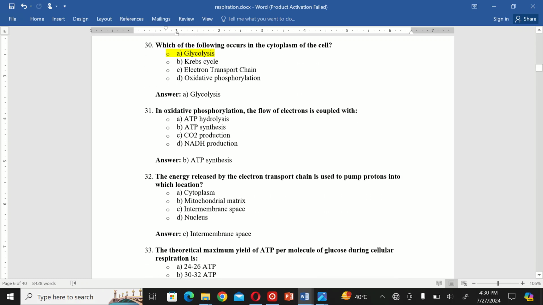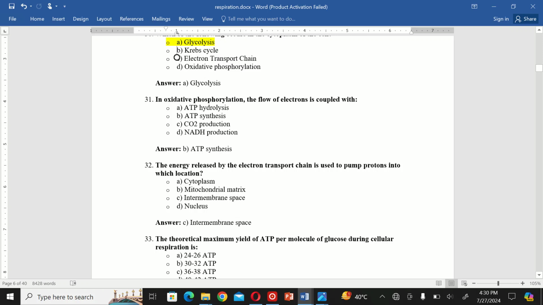In oxidative phosphorylation, the flow of electrons is coupled with A. ATP hydrolysis, B. ATP synthesis, C. CO2 production, D. NADH production. So the correct option is ATP synthesis.